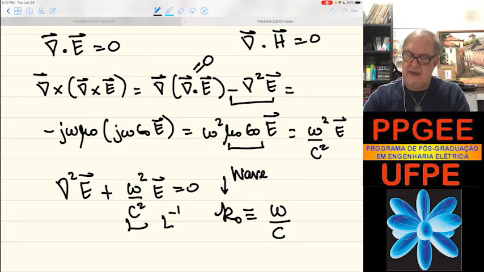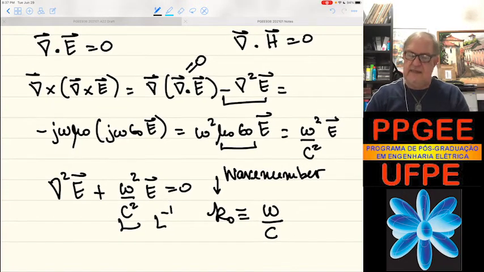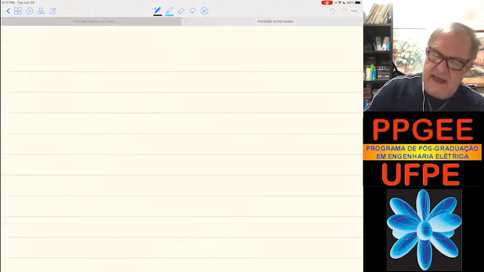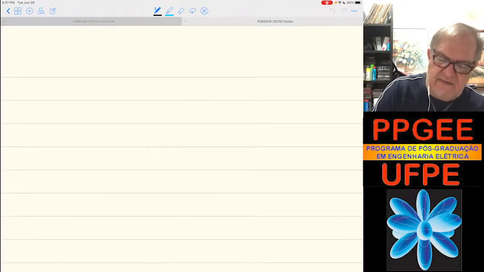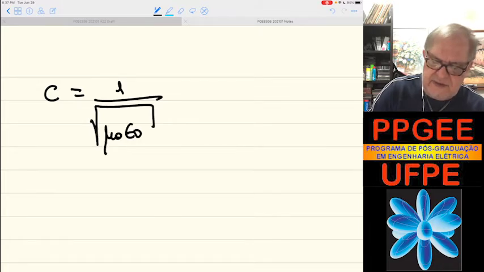In fact, it's all together, wave number. We're going to interpret these quantities in a while. c, as always, I think we did that before, but let's do it again. c equals 1 over the square root of mu 0 epsilon 0.